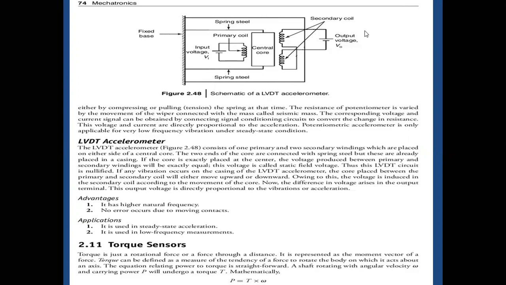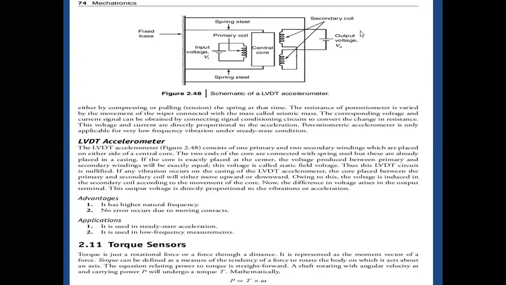So here the given input is the displacement of the central core, and the final output is the amount of voltage produced. We have a conversion, and from the amount of displacement given to the central core, we can calculate it later.